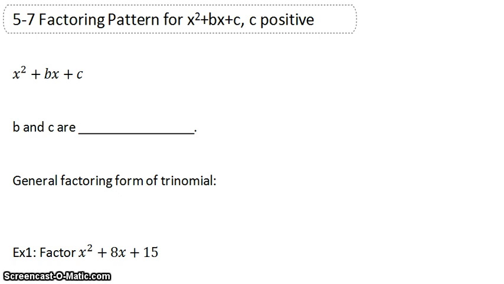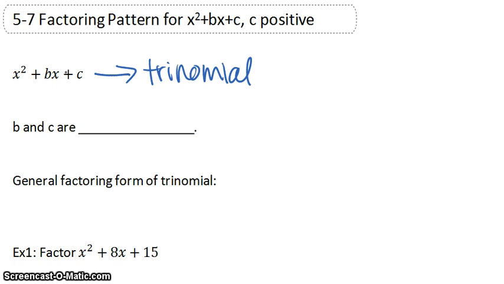So right now we're using the factoring pattern for x squared plus bx plus c, where c is positive. So this is our first case. This is what we're going to learn: how to factor this kind of case. If we have this, we know that this is a trinomial, because it's a polynomial, but more specifically a trinomial because it has 3 terms. Hopefully old news for us.